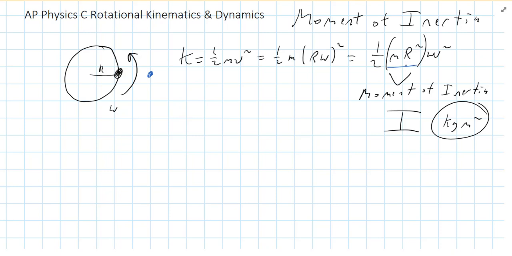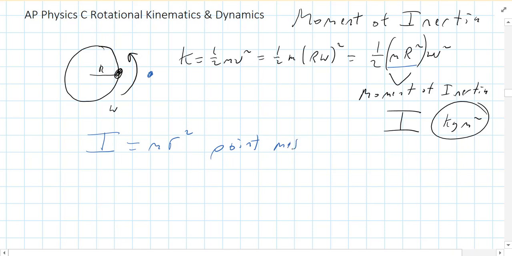Now, mr squared would be the moment of inertia for a point mass. If you have an object that's either a point mass or a series of point masses, you just add up the mr squared. More formally, we say the moment of inertia is the sum of the mr squareds for objects. And r in that equation, by the way, is always measured from the axis of rotation. We'll do some examples with that, so it makes sense.